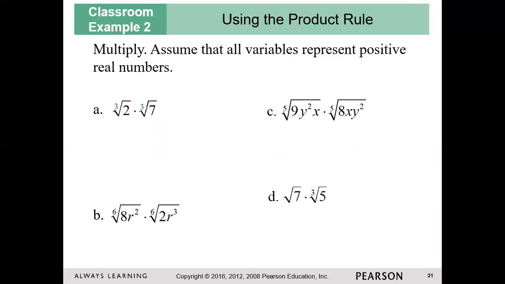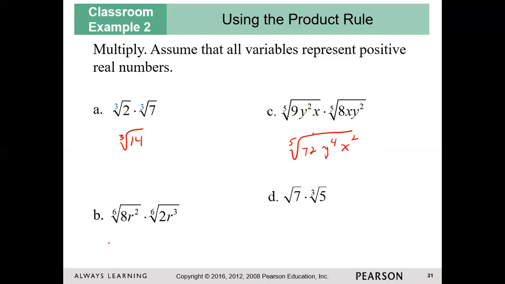Cube root of 2 and the cube root of 7 is going to be the cube root of 14. The 5th root of 9y squared x times the 5th root of 8xy squared is going to be the 5th root of 9 times 8, which is 72. y squared times y squared is y to the 4th, and x times x is x squared. Again, the order doesn't matter.